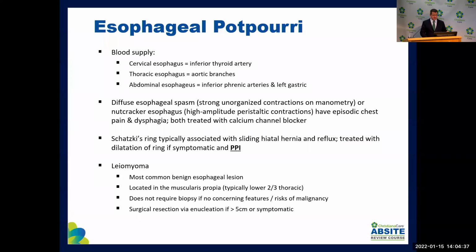Leiomyomas are a benign esophageal lesion located usually within the muscularis propria, typically in the lower two-thirds of the thorax. It does not require biopsy if there are no other concerning features or risks of malignancy. Resection is via enucleation if it's greater than 5 centimeters or symptomatic. And again, the best approach for the lower two-thirds, or at least mid esophagus, is going to be through what? Right chest.